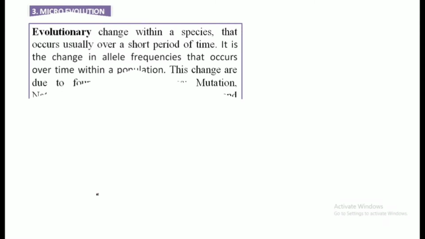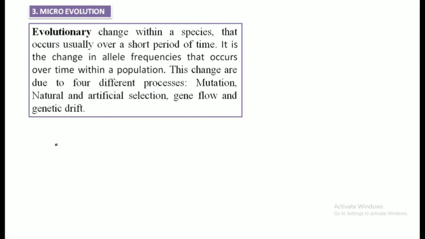The third one, that is microevolution, is a type of evolution within a species that occurs usually over a short period of time. It's the change in allele frequencies. The allelic frequency changes over time within a population, and that can be due to different processes like mutation, natural and artificial selection, gene flow and genetic drift.